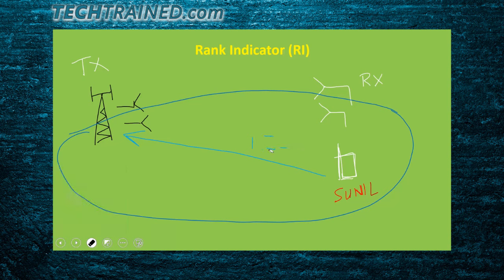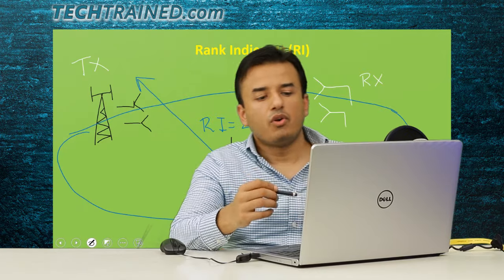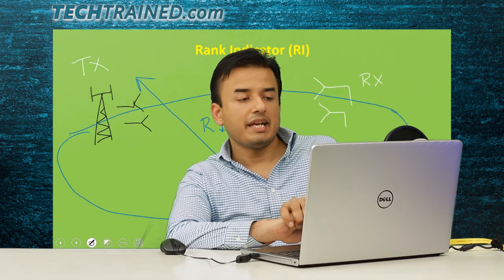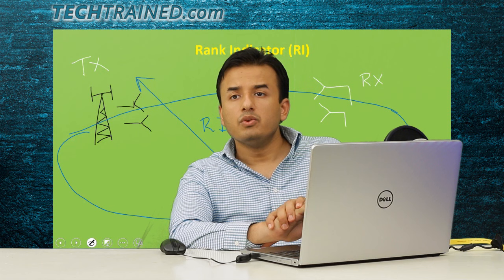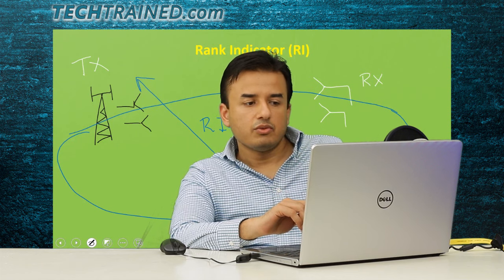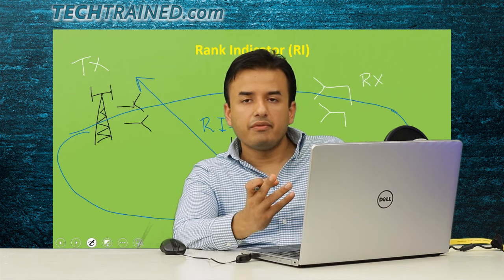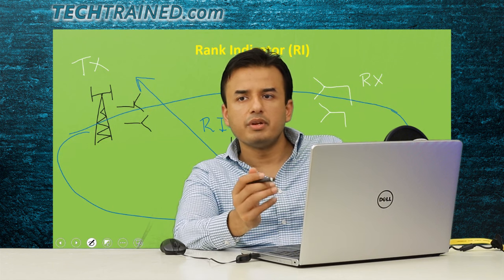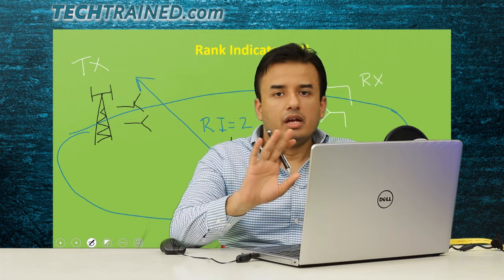If that's the case, let's say the same user now moves closer to the cell, comes somewhere over here, and is now standing in rather better coverage. At this point, the UE will start transmitting a rank indicator value equal to 2. What does this mean? By sending a rank indicator value equal to 2, the UE is trying to convey this message to the E node B: now I am in good coverage. If you want to transmit two streams of information to me, I am ready to receive it. Keep this in mind.